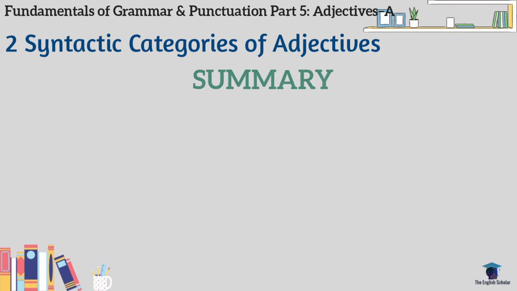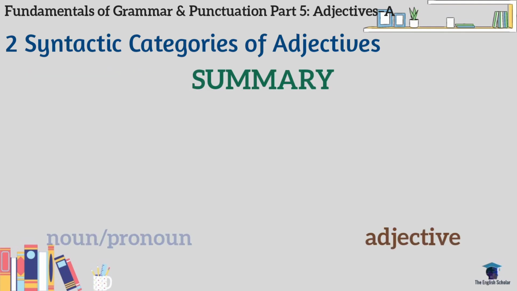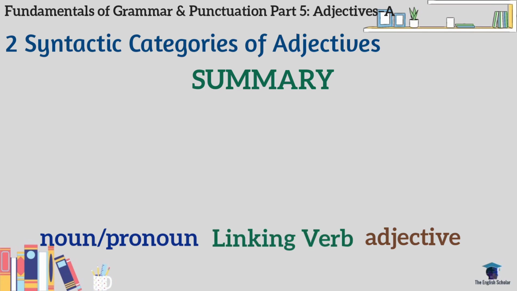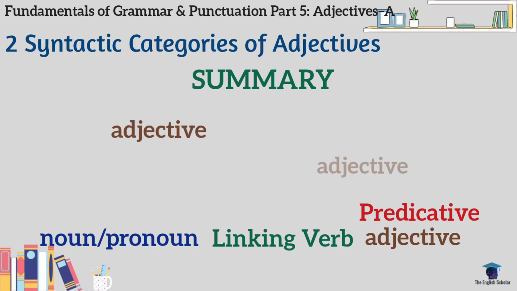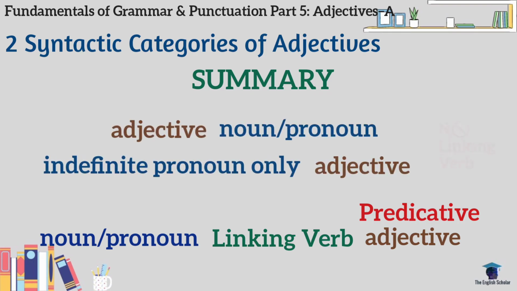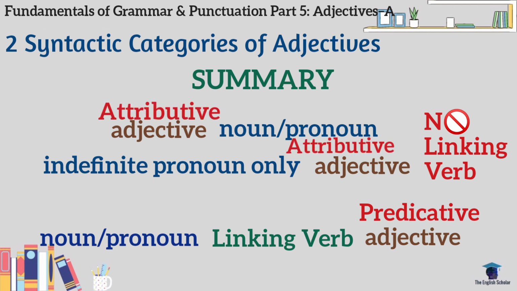Just a quick summary. Any adjective that appears after the noun or pronoun it describes with a linking verb in between is a predicative adjective, while the one that appears before or after the noun or pronoun it describes without using a linking verb is an attributive adjective.